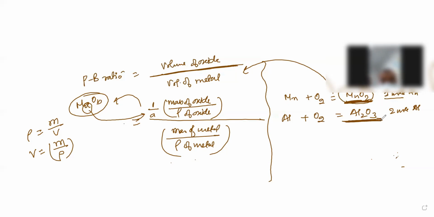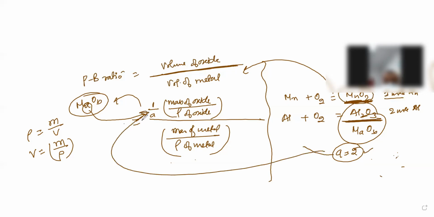Okay. If I compare it with MaOB, then what is the value of A? A is equal to 2 over here in the case of Al2O3, right? After balancing the equation. So if I compare this Al2O3 with MaOB, it comes A is equal to 2, right? So that is what needs to be divided over here while calculating the volume of oxide.